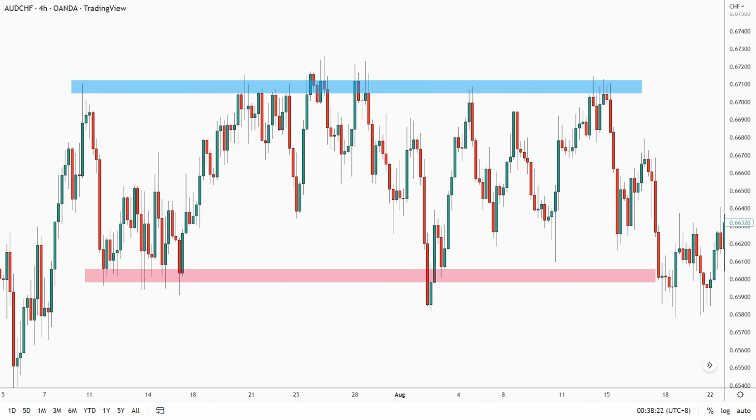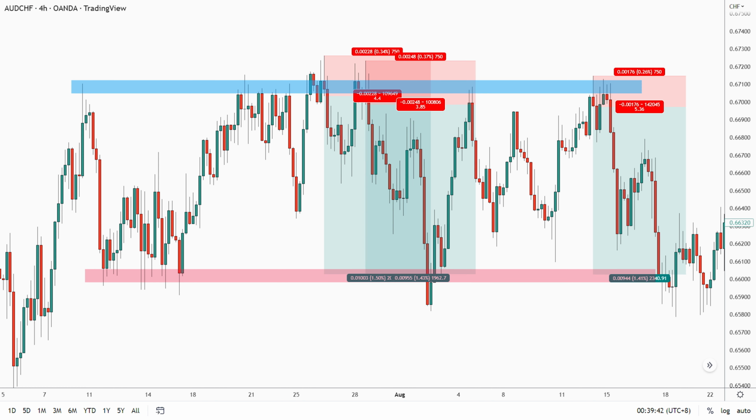Next, we could also enter after this pin bar formation right here. Then, same target. For this trade, it would have been a 3.85% gain. Last one, another pin bar entry right here. Sell stop order after the pin bar candle, and same target, would have given us a 5.36% gain. If we look at all the 3 trades, we had 3 opportunities to gain at least 3% at 1% risk.